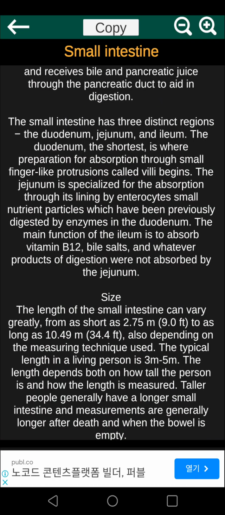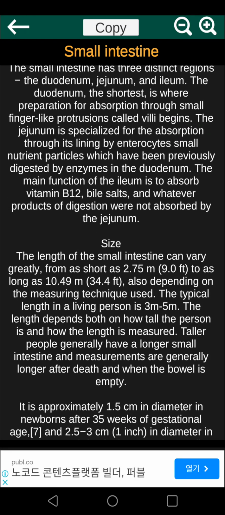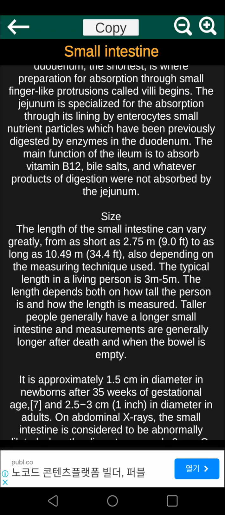Small intestine. The small intestine has three distinct regions: the duodenum, jejunum, and ileum. The jejunum, the middle section, is where absorption through small long protrusions called villi begins. The jejunum is specialized for the absorption through its lining of small nutrient particles, which have been previously digested by enzymes in the duodenum.